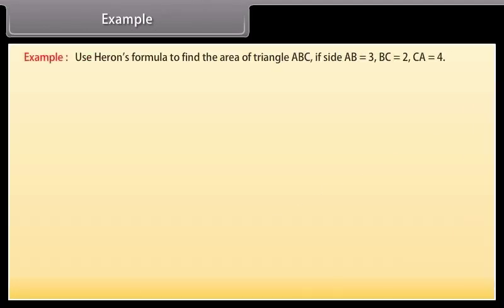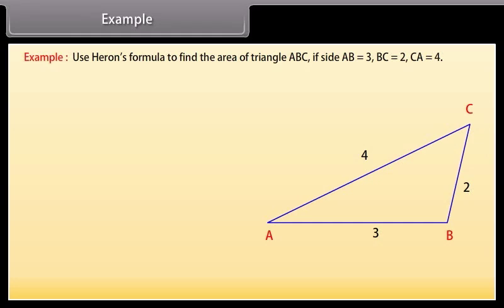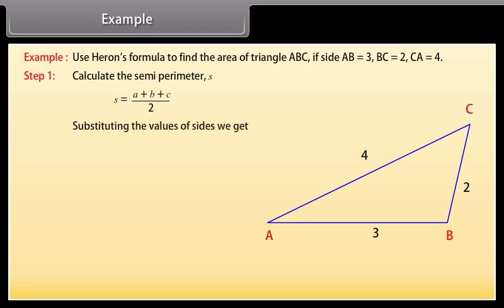Example. Let us look at some solved examples now. Use Heron's formula to find the area of triangle ABC if side AB is 3, BC is 2 and CA is 4. Solution. We will find the area step by step. Step 1. Calculate the semiperimeter S, which is equal to (a plus b plus c) upon 2. By substituting the values of sides we get S is equal to (3 plus 2 plus 4) whole upon 2. And by solving this we get S as 4.5.